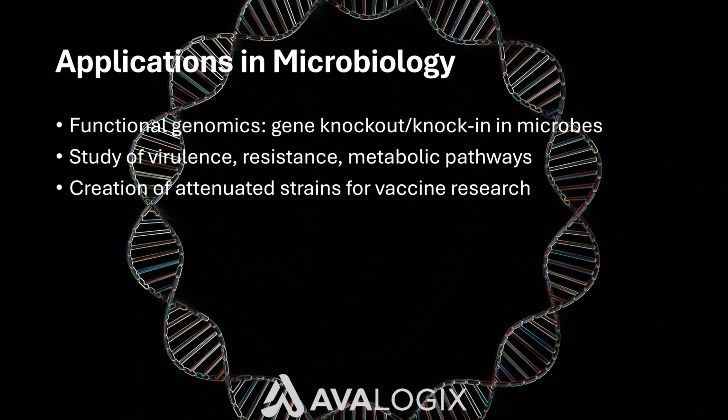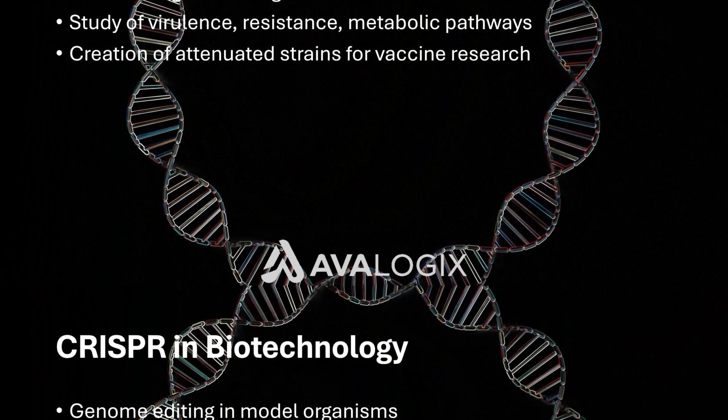Researchers also use CRISPR to understand how microbial cells respond to environmental stresses, or host immune responses. Another impactful application is the development of attenuated strains for vaccines. By disabling specific virulence factors in pathogenic bacteria, we can create strains that elicit an immune response without causing disease, an approach that's faster and more targeted than traditional attenuation methods. Overall, CRISPR has revolutionized how we manipulate and understand microbial genomes.